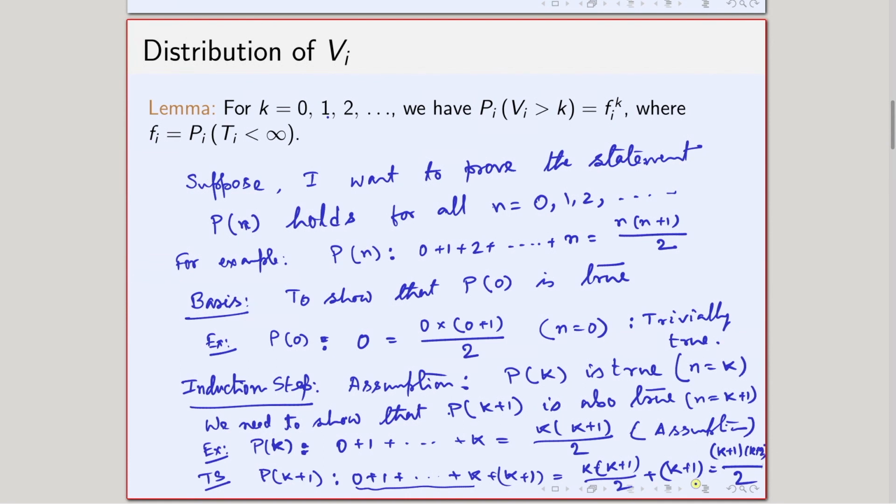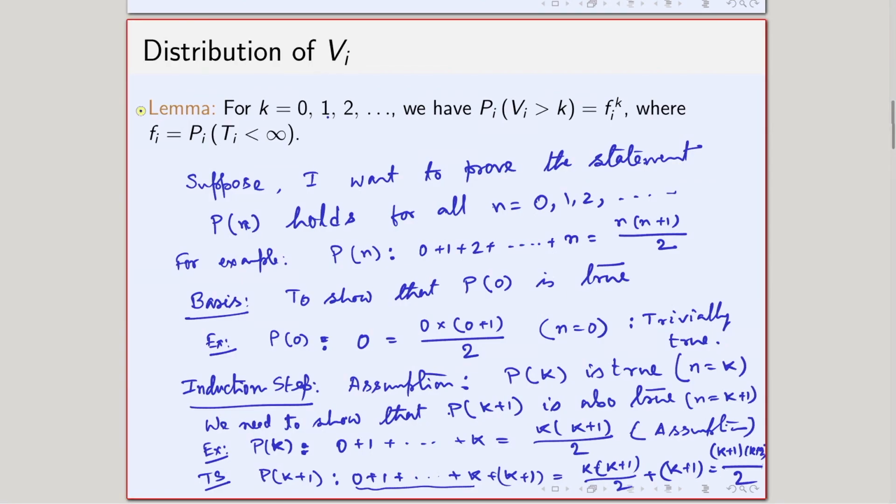So, the idea here is that first we show that P0 is true, then we assume that Pk is true, and based on the assumption we show that P(k+1) is true, and then I am done. Because P0 is true, I can take k equals 0, and it says that P1 is true. Now, if P1 is true, then using the induction step, I can say P2 is also true. Then because P2 is true, I can show that P3 is also true, and so on and so forth.